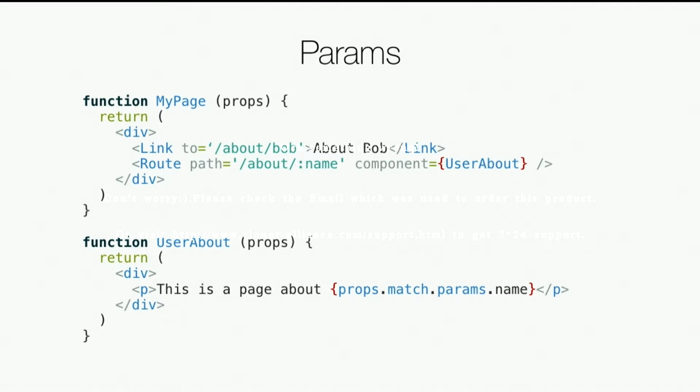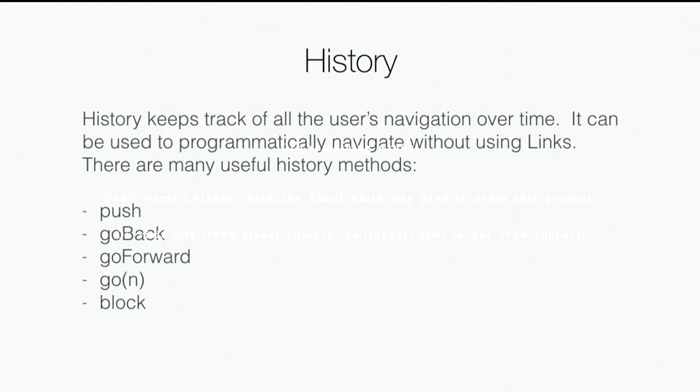All right. So match is one object we get through props. History is another. It just keeps track of your navigation over time, and it lets us navigate without using links. Obviously if a user has a link to something, they can click on it and go to that particular URL. But what if we want to manipulate it? In response to certain user actions or server responses, we may want to push them to a particular page. You know how sometimes when you log into a page, you get redirected. So we may want to do something like that.